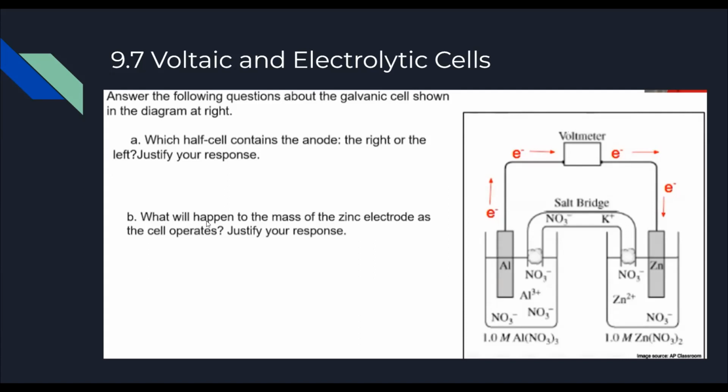And let's do part B. What happens to the mass of the zinc electrode as the cell operates? As the electrons are being removed from the aluminum, the mass of the aluminum decreases. Those electrons go to the zinc. And as the zinc gains those electrons, the mass of the zinc half cell will increase.